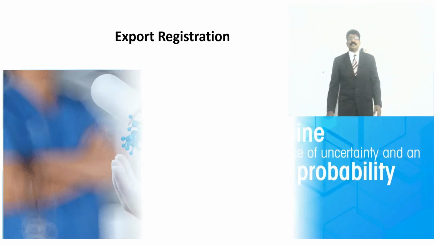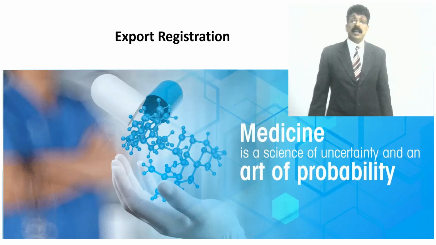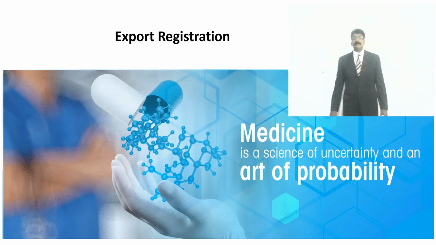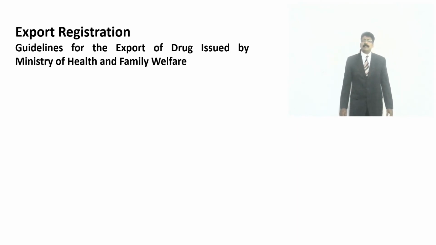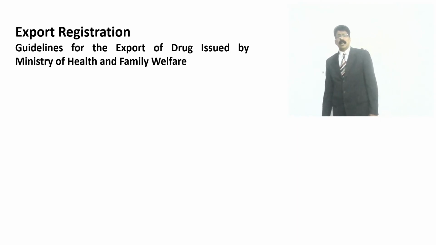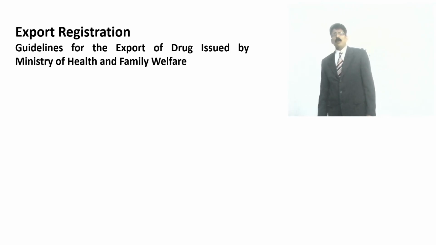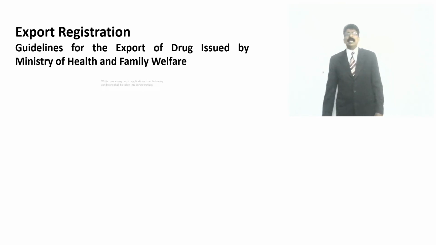So now we finished the new drug application and I want to enter into the application for an export registration. Export registration. Medicine is the science of uncertainty and the art of probability. So it's an export from our country, we are doing 60% of manufacturing of the whole world. So export, how to get the permission, how to get the approval for exporting even traditional medicine or a herbal medicine, and also normal medicines which can be manufactured in a generic form or in a trade form, how to export them. Guidelines for the export of the drug are issued by the Ministry of Health and Family Welfare.